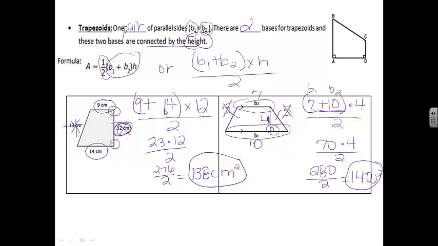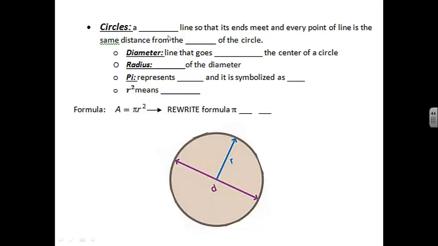Pretty easy if you know where that base and height is, which is connected by the right angle. On most shapes, there's extra information that you don't need unless you're doing the perimeter, which we're going to go over probably a couple times in class. Okay, next one. Bear with me. This is our last one.